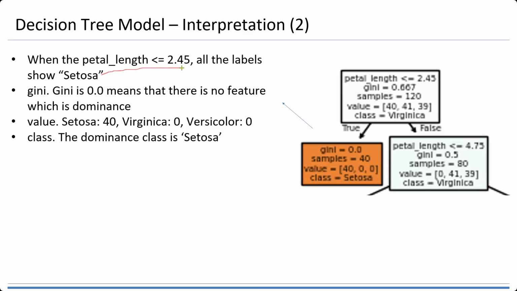When the petal length is less than or equal to 2.45, all the labels show Setosa. So 40 of them are in the Setosa. The Gini is 0, meaning that there is no further split. The value 40, 0, 0 means the class is dominant on the first label, which is Setosa.